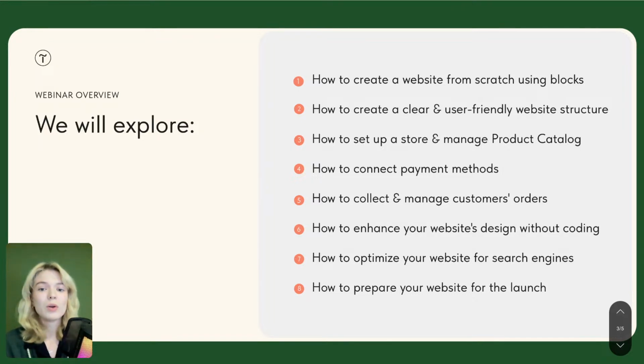Next, we are going to set up a store and manage product catalog. So this is the main part. We will work with just adding items to a store. We will work with product catalog, where I will show you how you can automate and manage your stock, your items, your inventory. And then we are going to connect the payment methods. So basically, setting up a store and connecting the payment methods are the two key steps that you should take in order to start selling.